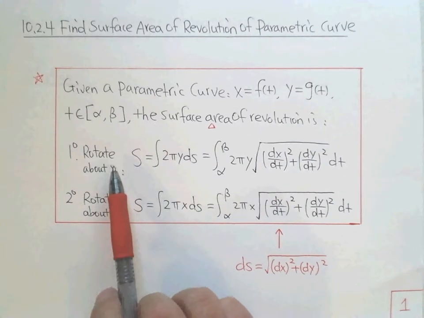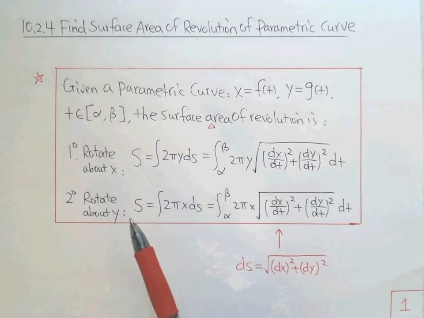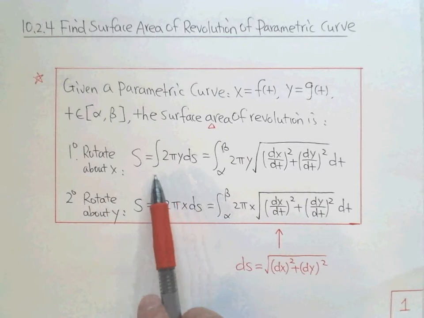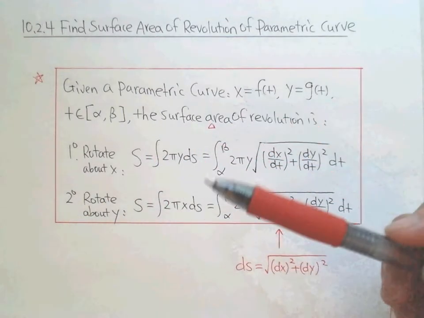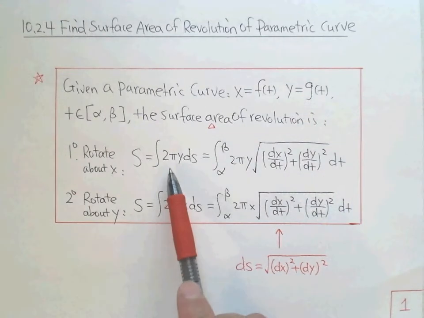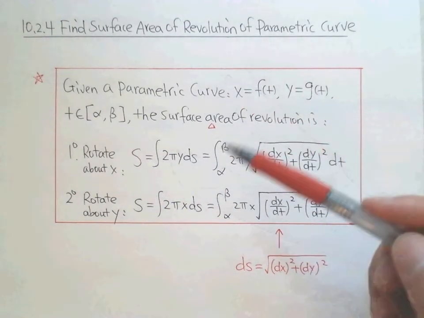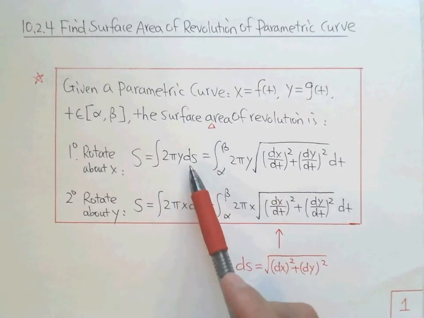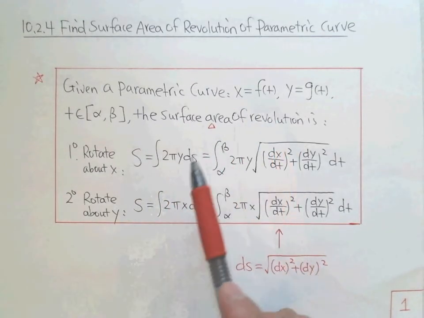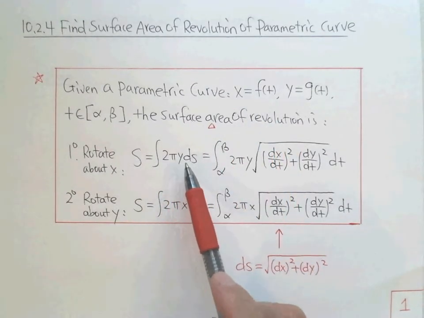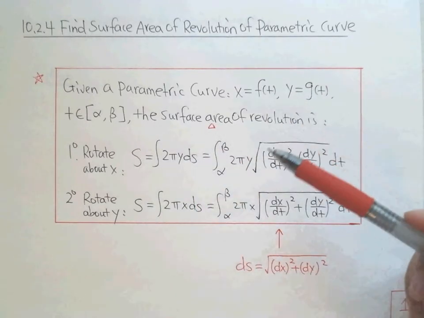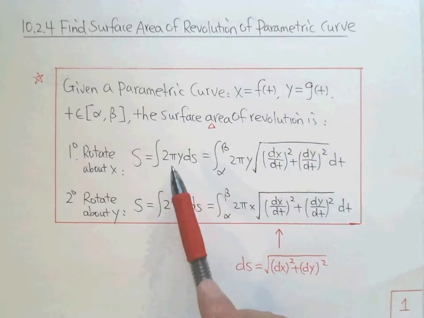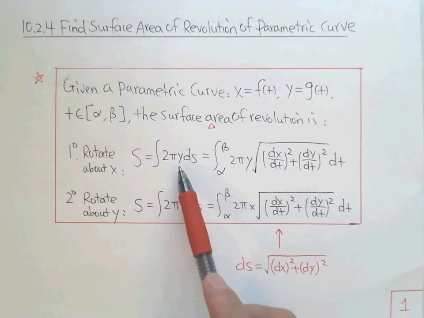First, if we rotate it about the x. Do you remember the first formula? 2 pi y when we rotate it about the x. Here is the average circumference, right? The average circumference. And this ds is the length. And 2 pi y ds is the area of a portion of a cone. Do you remember that? So that's the old formula.